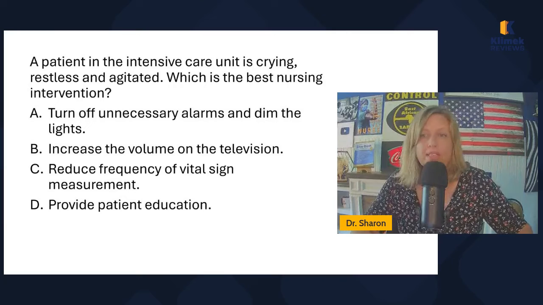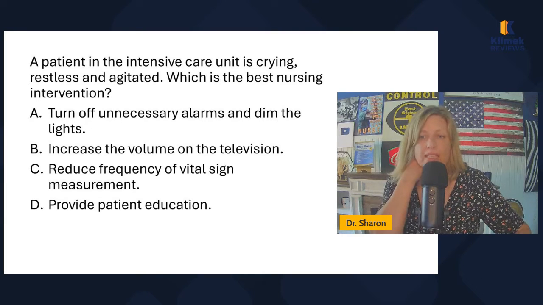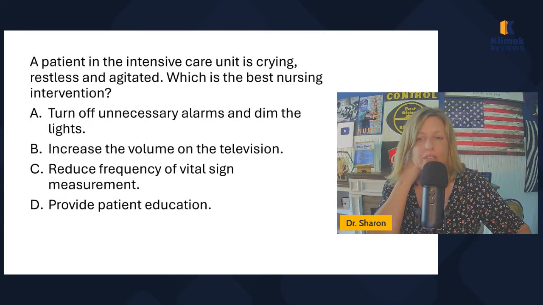A patient in the intensive care unit is crying, restless, and agitated. Which is the best nursing intervention? Turn off unnecessary alarms and dim the lights, increase the volume on the television, reduce frequency of vital sign measurement, or provide patient education. I don't know why they are crying, restless, and agitated, but they're in the intensive care. It doesn't say they're confused. So this is a very, very vague question.